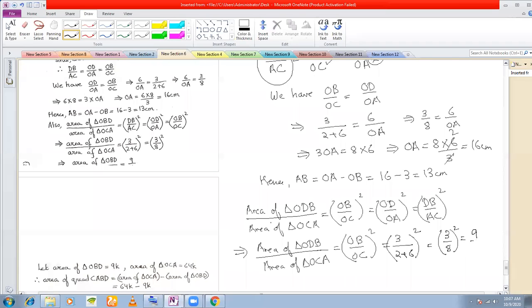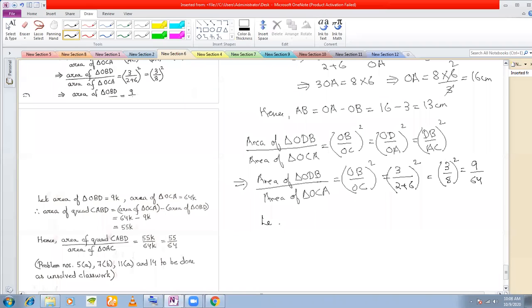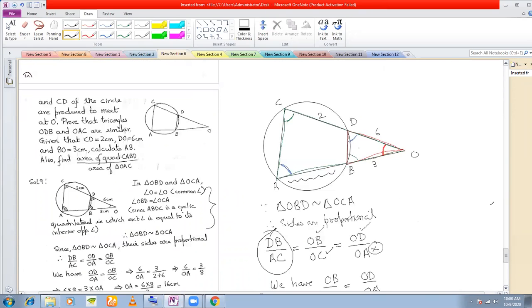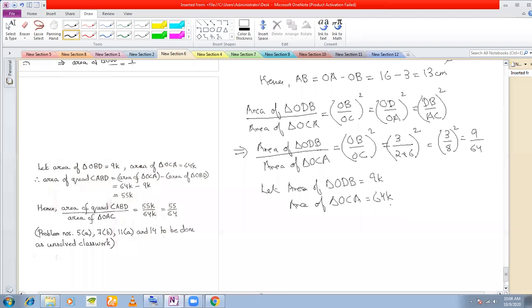So what is the ratio of these two areas? 9 by 64. So what I do is I say let area of triangle ODB be equal to 9K. Area of triangle OCA is equal to 64K. So therefore, what should be the area of this quadrilateral? Area of the bigger triangle minus area of the smaller triangle. Area of the bigger triangle is 64K and area of the smaller triangle is 9K.